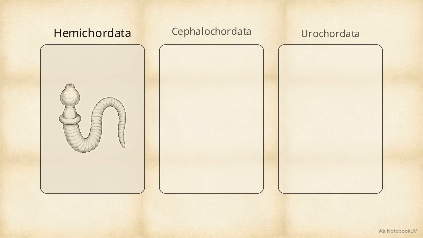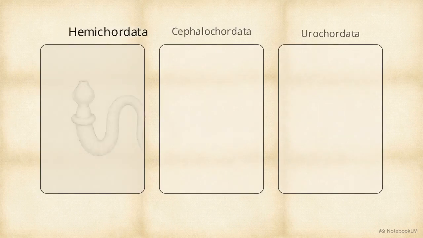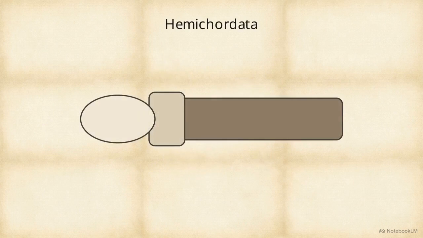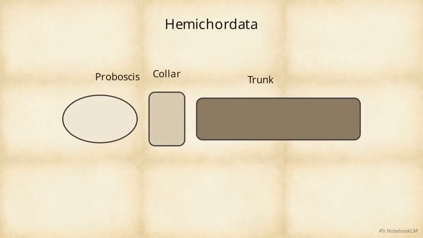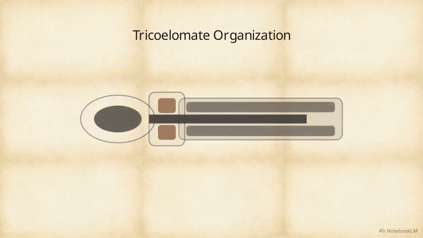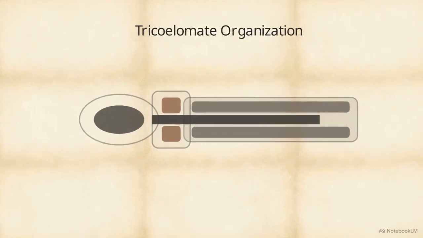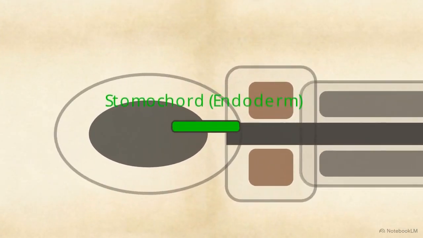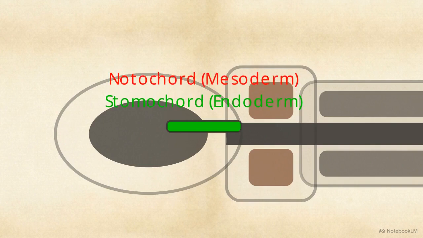Hemichordates are soft, unsegmented, worm-like marine animals, represented primarily by the acorn worms. Their body form is divided into 3 distinct regions: an anterior proboscis, a middle collar, and a long posterior trunk. This external division reflects a tricoelomic organization, where 3 internal coelomic compartments map specifically to the 3 body divisions. They possess a hollow outgrowth from the gut called a stomacord, or buccal diverticulum. While previously mistaken for a notochord, current research identifies this as an endodermal structure.